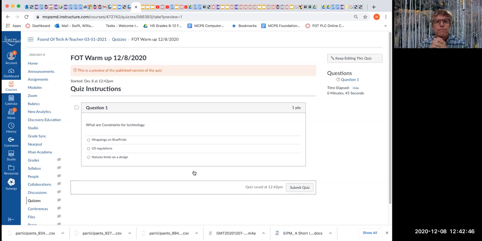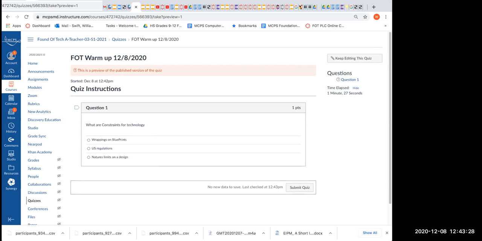Jackson, can you answer that? Jackson? You might not be able to hear. Hang on, I'm just going to see. Jackson's here. Okay, let's try another. Ramon Nelson. Oh, actually, I know Ramon isn't here. Ruby Borskowski. Can you tell me what are constraints for technology, given the choice of wrappings on blueprints, US regulations, or nature's limits on a design?